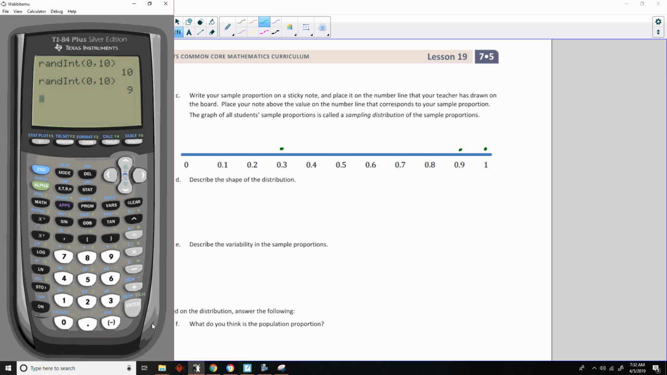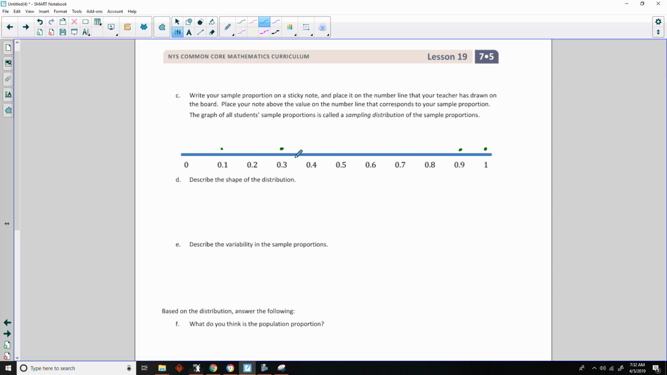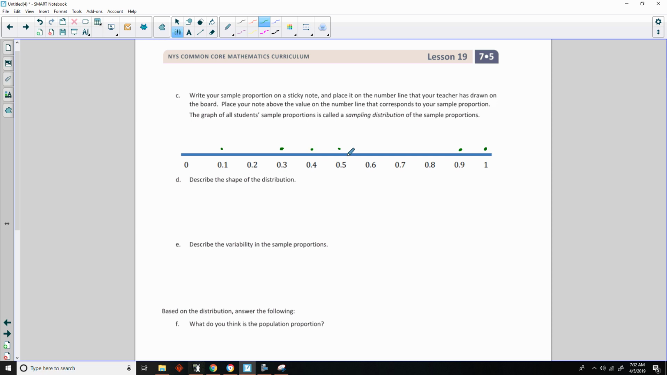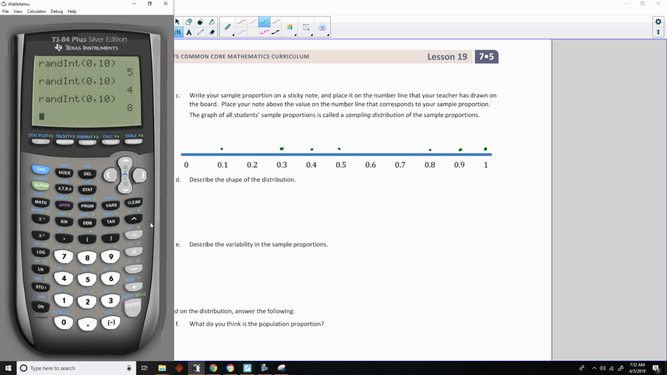And hit enter again, 1, which is 0.1, and then 5, which is 0.5. I'll do 2 at a time. So here's 0.1, and here's 0.5, and hit enter, and I got a 0.4 and a 0.8. So that's 3, 6, 7. I have to do it 3 more times. So 1, 0, 2, 3, and 1.